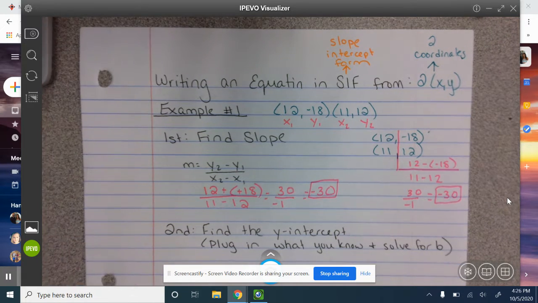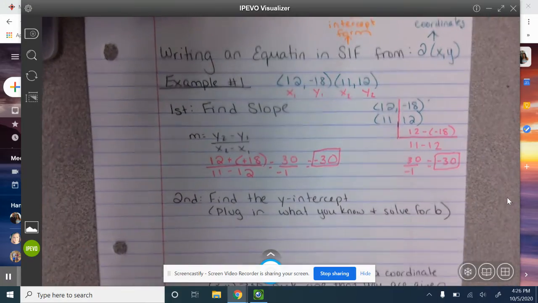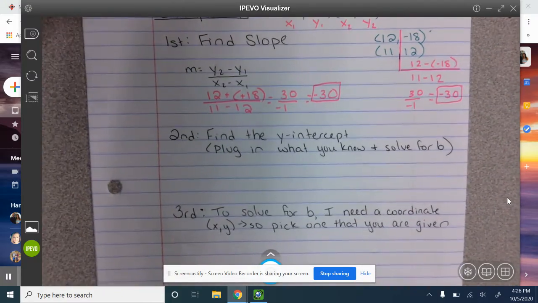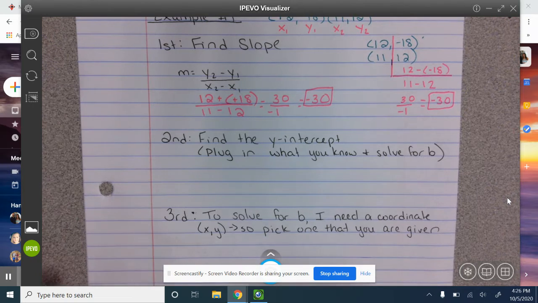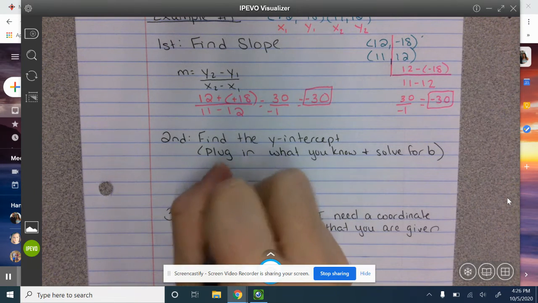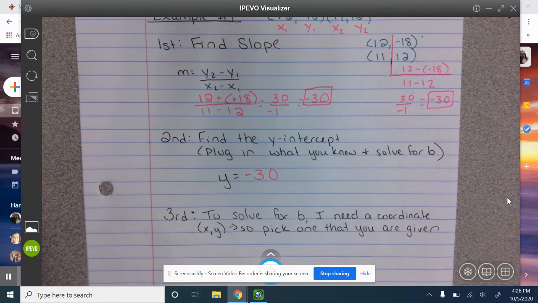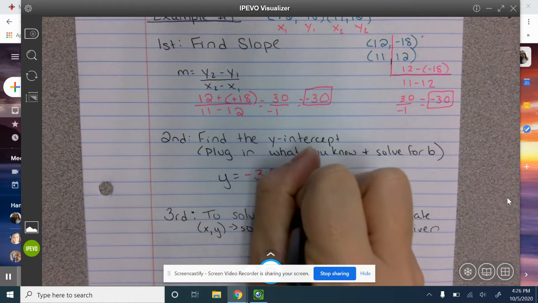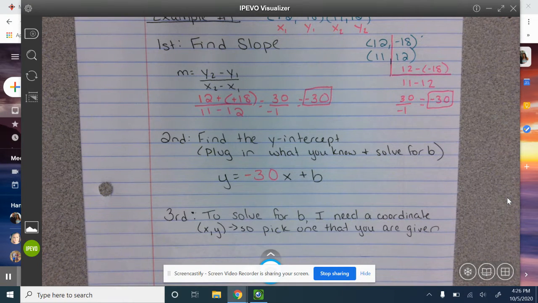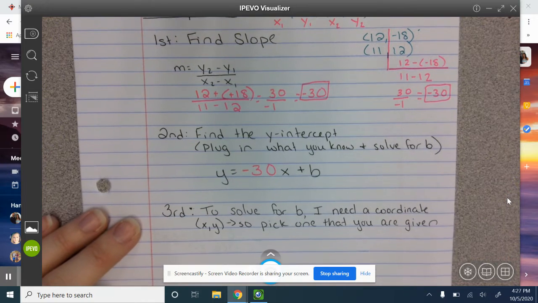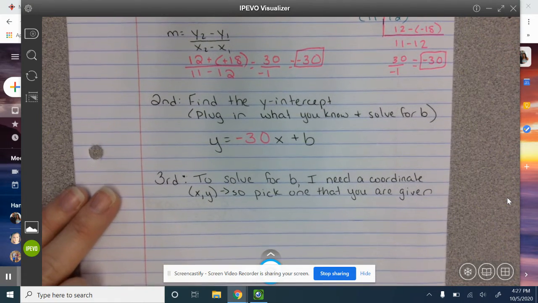Step 2 says to find the y-intercept and plug in what you know. Well, when I plug in what I know, I have y equals, I know my m is -30. And then I have x plus b. That's all I know at this point. I want to be able to solve for b, but I just have too many variables. So our third step is telling us to solve for b, I need a coordinate. So we're just going to pick one that we're given at the top.